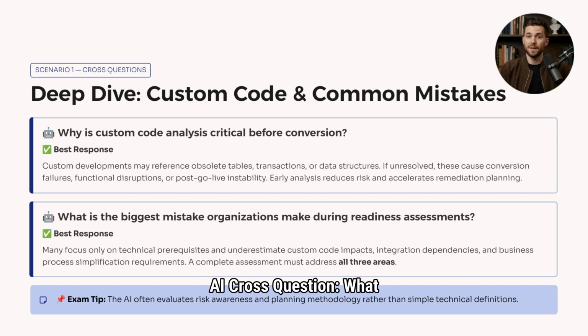AI cross-question: what is the biggest mistake organizations make during readiness assessments? Best response: many organizations focus only on technical prerequisites and underestimate custom code impacts, integration dependencies, and business process simplification requirements. A complete readiness assessment must address all three areas. Exam tip: the AI often evaluates risk awareness and planning methodology rather than simple technical definitions.